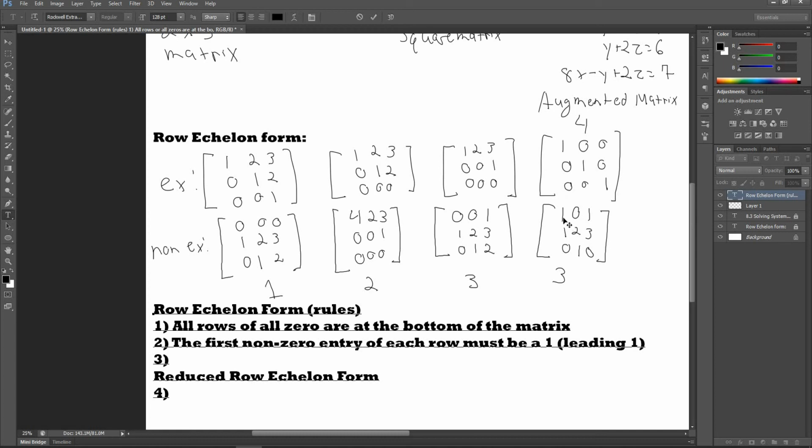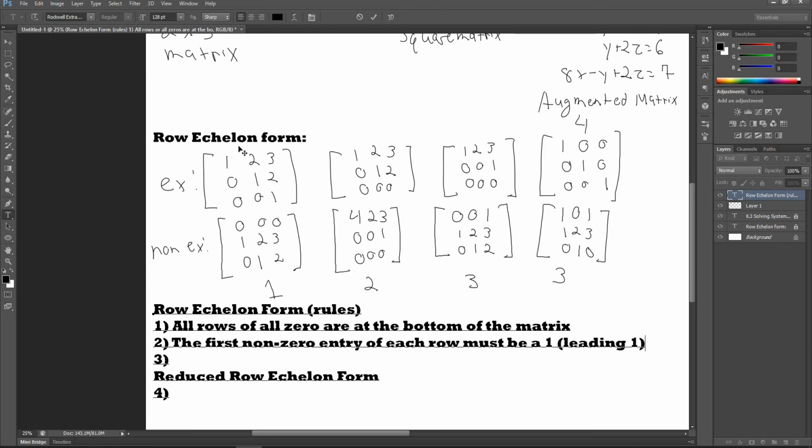Over here we have 1, 0, 1, 1, 2, 3, 0, 1, 0. Again, this is almost like something we've seen. Not entirely, since I now have a different first row than anything else I had before, but it causes the same problem.